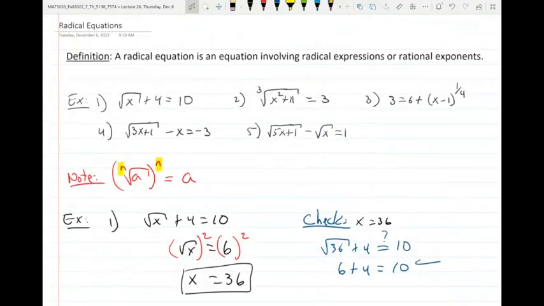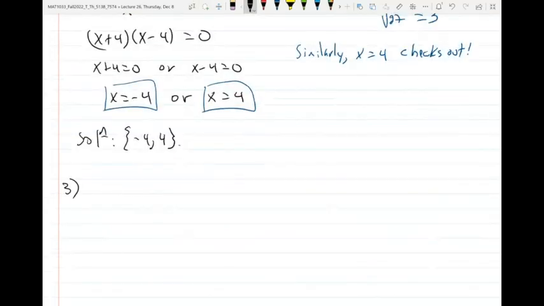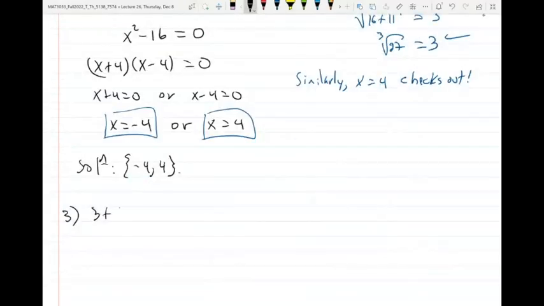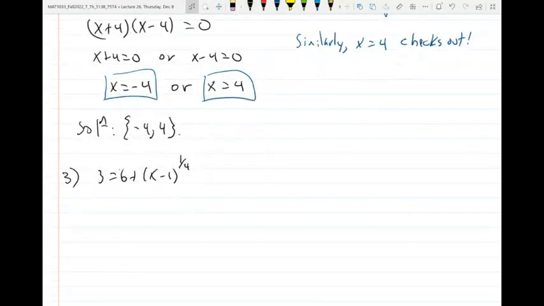And also remember that when you have rational exponents, those are also radical expressions. So for example, number 3, there's a 1 over 4 here. This is a radical. This is the 4th root of x minus 1, okay? So let's take a look at that one. The first step is write as a radical. So you have 3 equals 6 plus x minus 1 to the 1 over 4. So the first thing that we're going to do is write this as a radical. That's the 4th root of x minus 1.